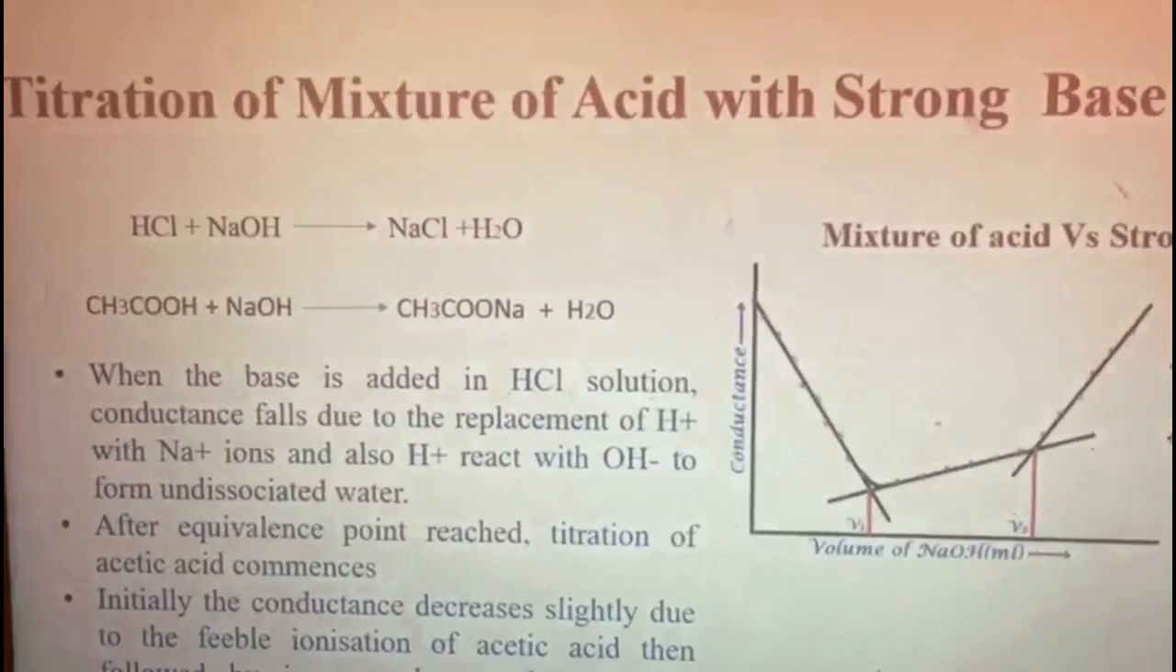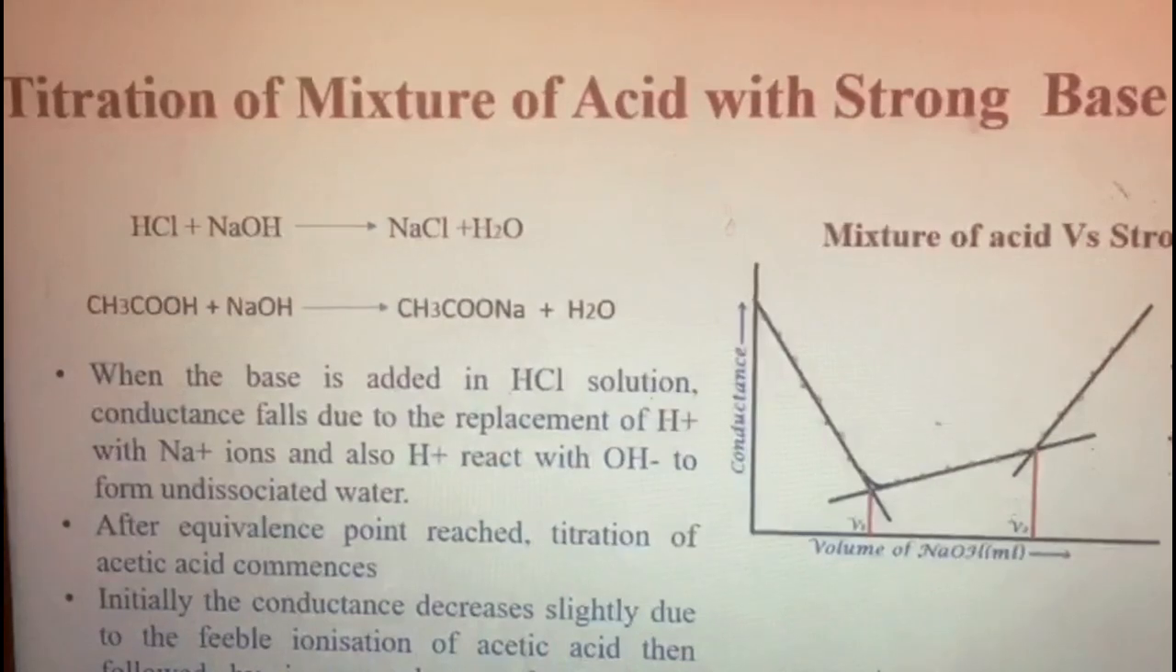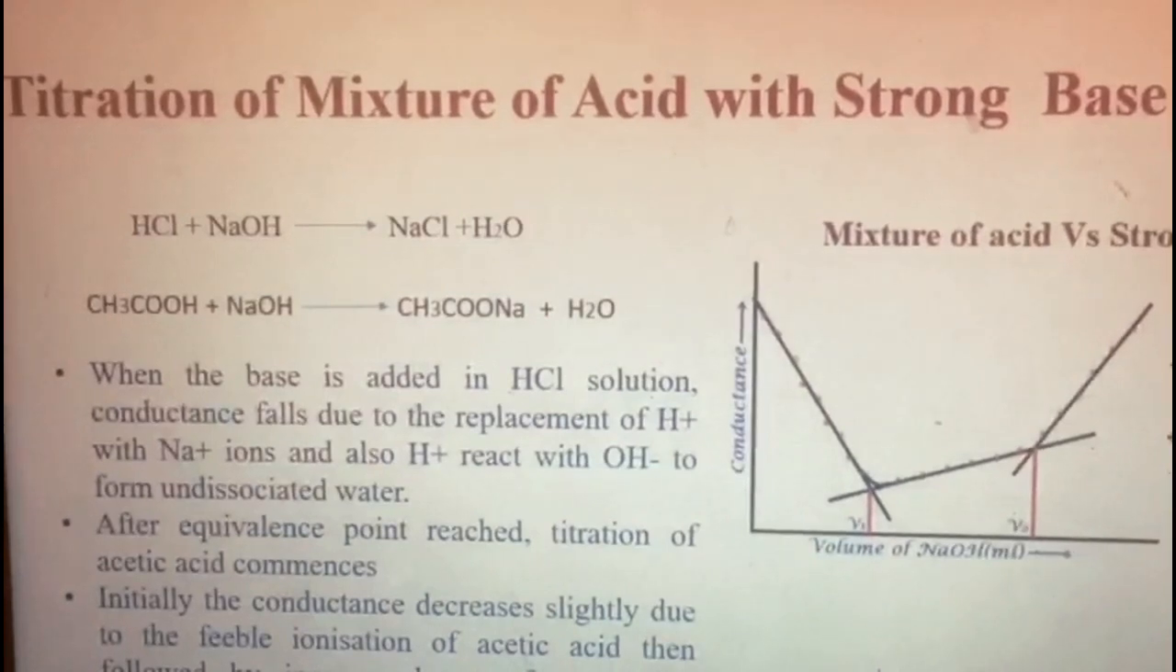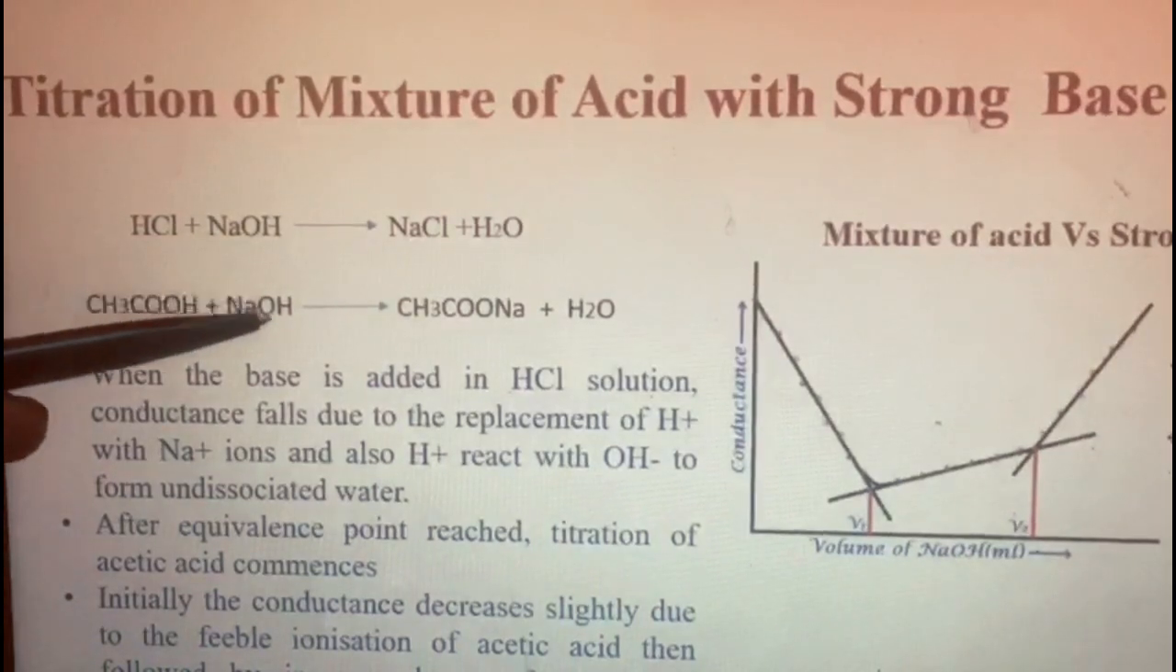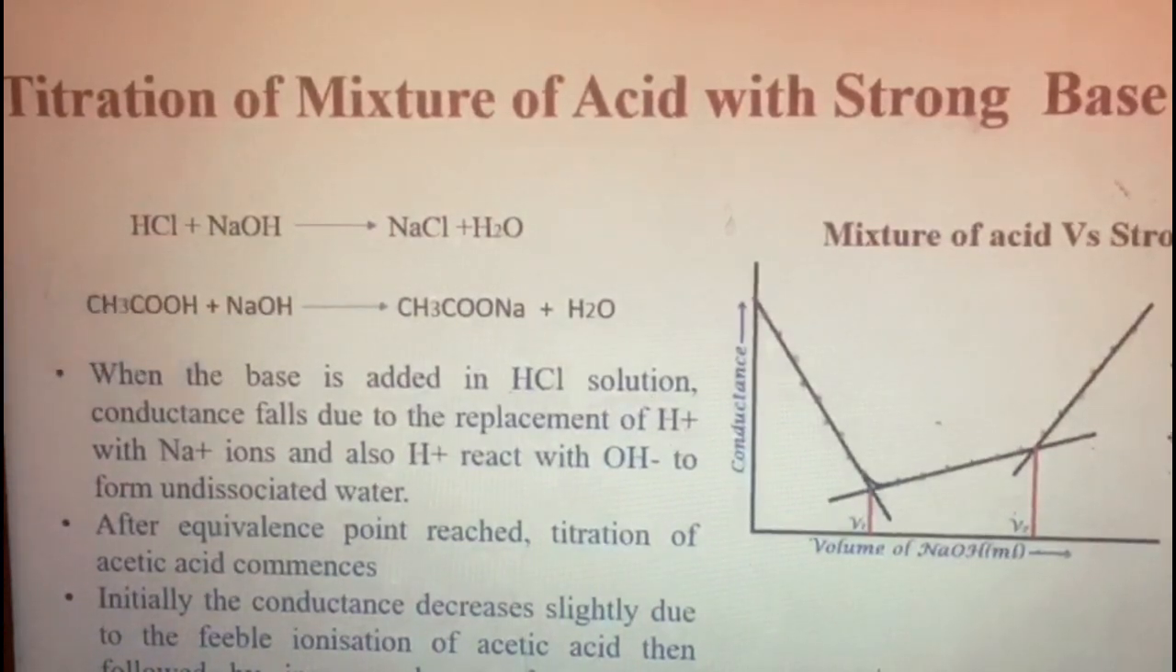Next is titration of a mixture of acids with a strong base. Suppose I am taking a mixture of acids in the conductivity cell in the beaker. One is a strong acid and another one is a weak acid, for example HCl and acetic acid. Here we are taking the mixture of acids, then sodium hydroxide is taken in the burette. Now we will see what will happen in the conductivity.